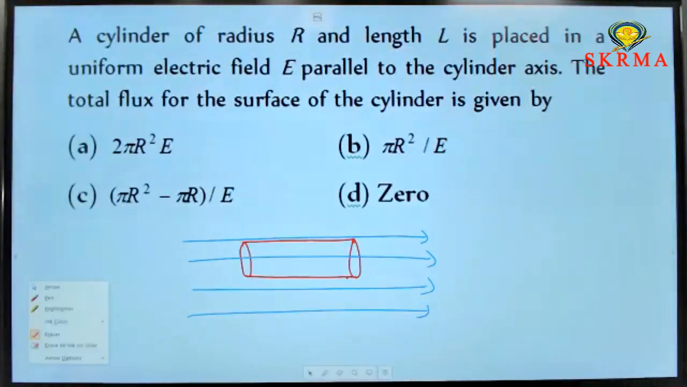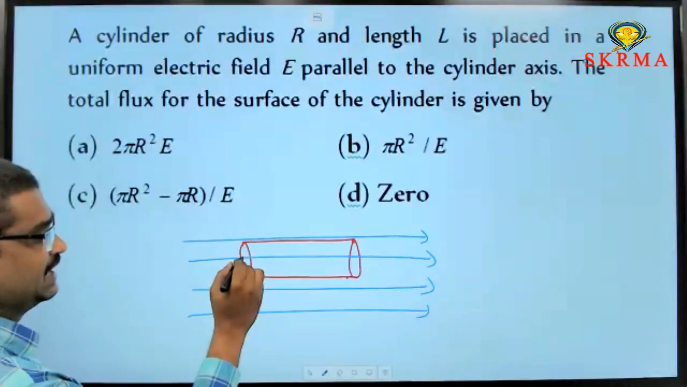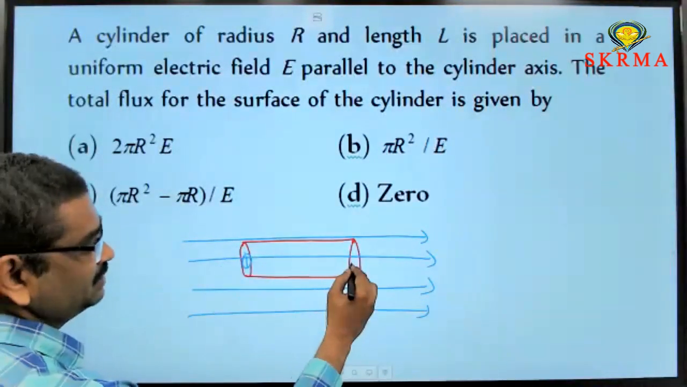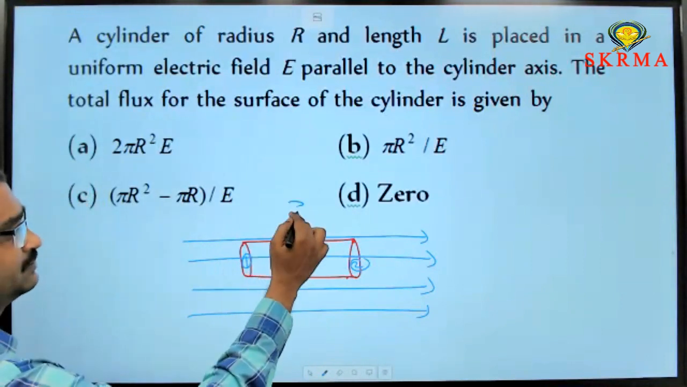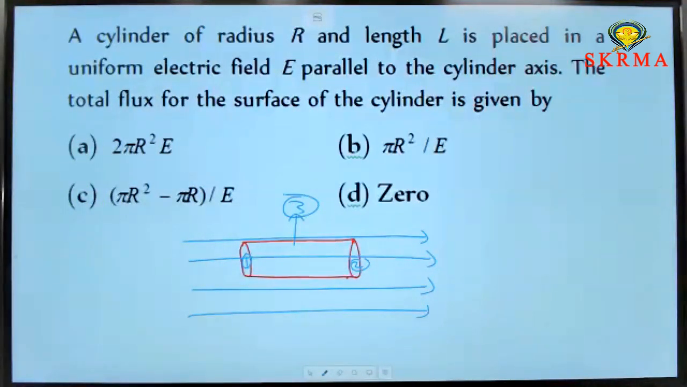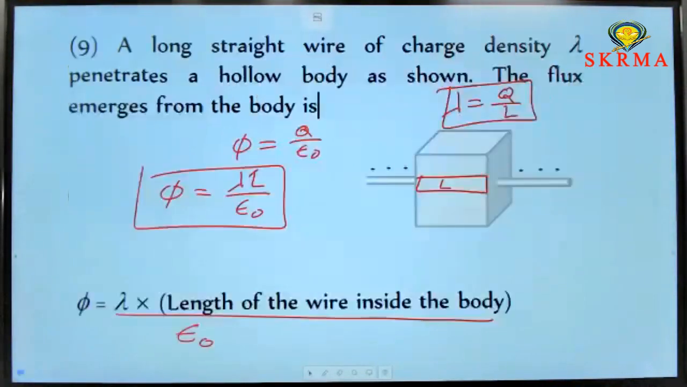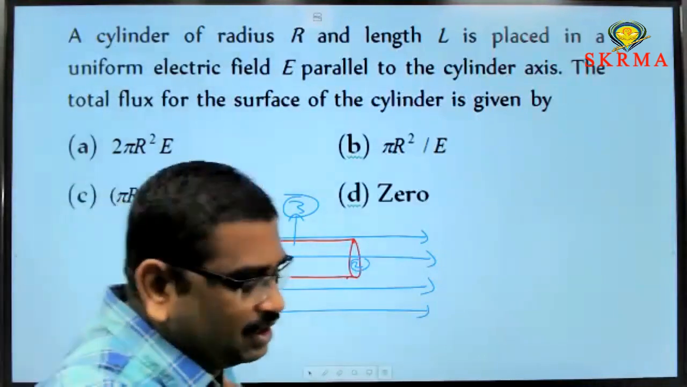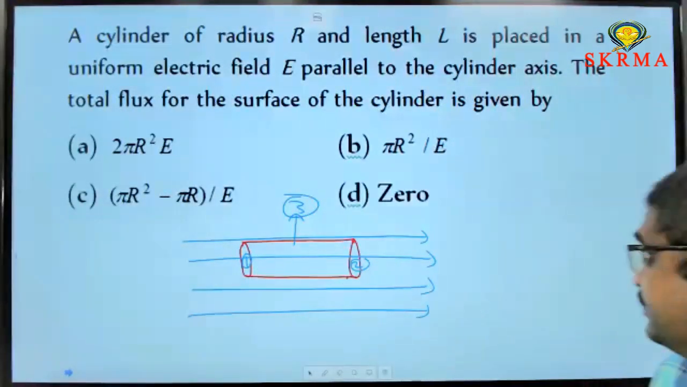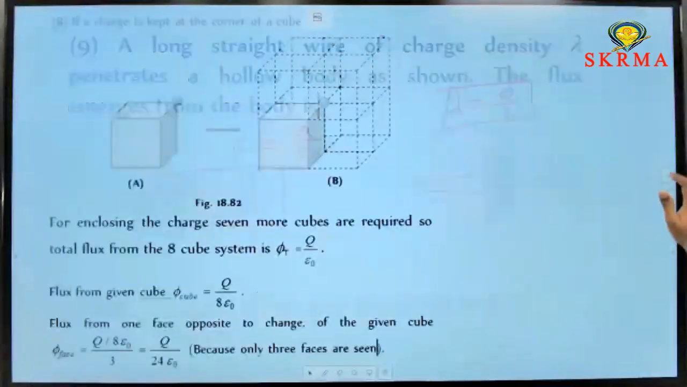So here, how many surfaces are there? This side, circular surface, one surface. This circular, two. This is a cylindrical surface, three. Total three surfaces are there. Now calculate the flux passing through each of the surfaces and add these three, then you will get the answer. The other one also we discussed in the previous cases. So check this one.